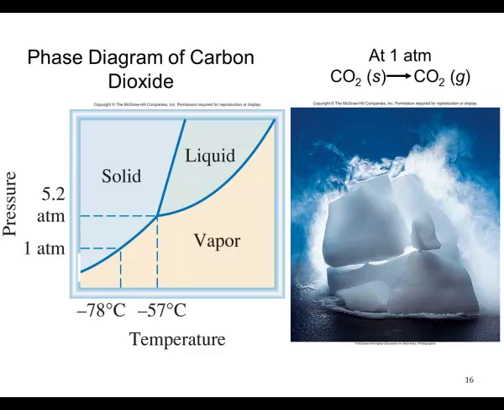A more dramatic phase diagram is for carbon dioxide. The triple point for carbon dioxide exists at 5.2 atmospheres and negative 57 degrees Celsius. There's a picture of dry ice sublimating directly from the solid to the gaseous state.